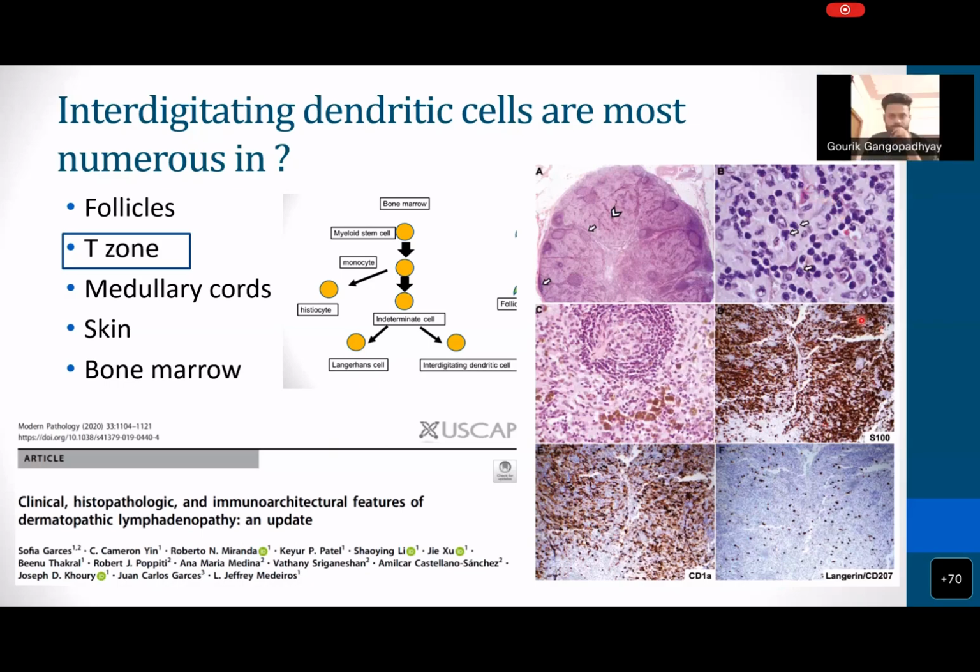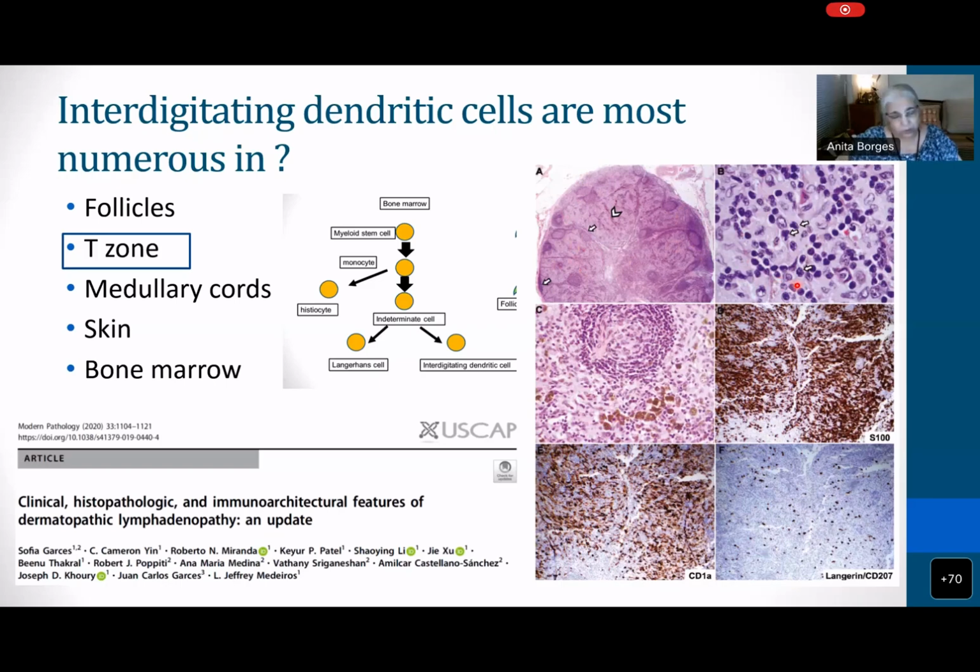You see the strong S100 protein. You may also see some patchy CD1A, and then you may think, this is Langerhans cell histiocytosis in the lymph node. So you should notice a few things. Number one, this disease is not in the sinuses. Okay? It is in the T-zone. You see that the follicles are intact, and then you see this pale colored T-zone. Okay, and this is how it looks, and you see these IDCs.